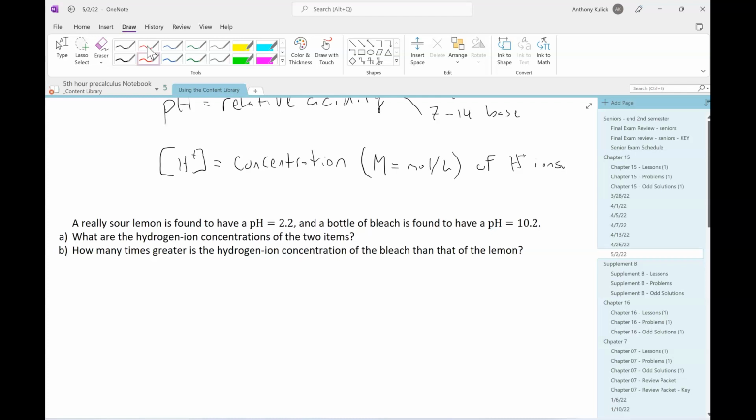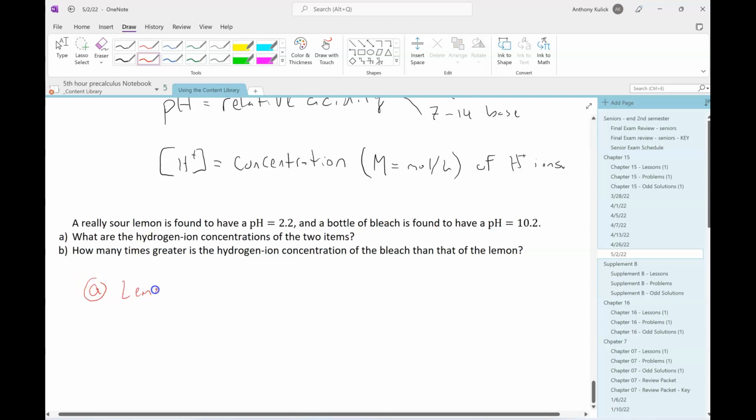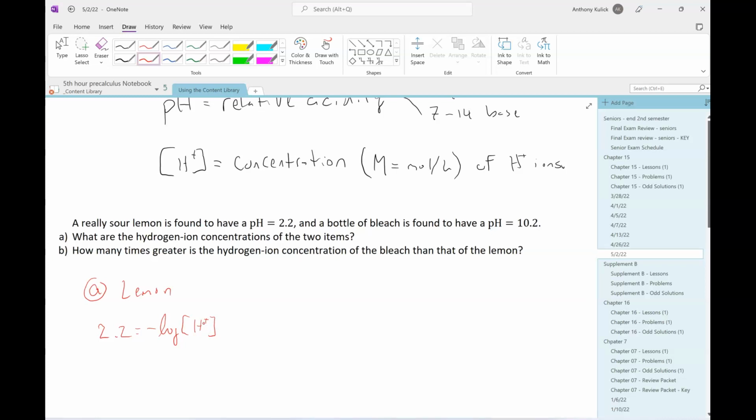All right. A really sour lemon is found to have a pH of 2.2, and a bottle of bleach is found to have a pH of 10.2. What are the hydrogen ion concentrations of the two items? Well, 2.2 is equal to negative log of H plus. So what am I going to have to do to solve for the concentration of H plus?